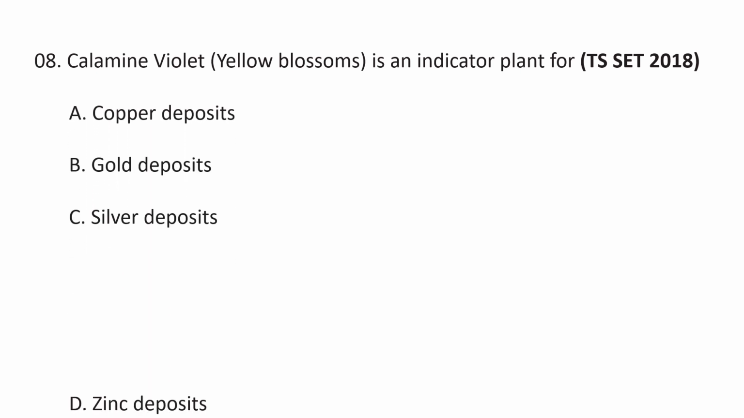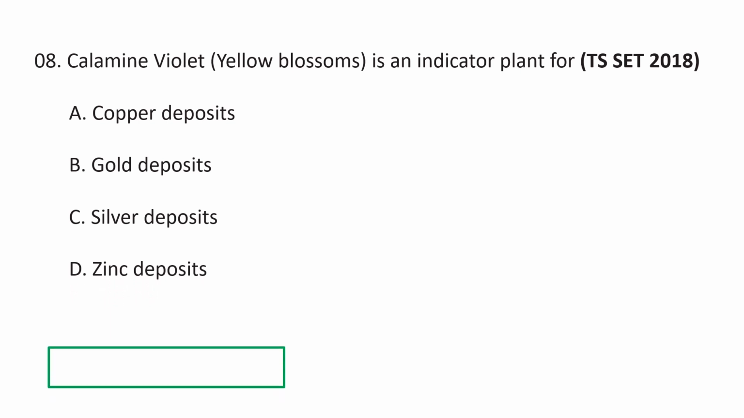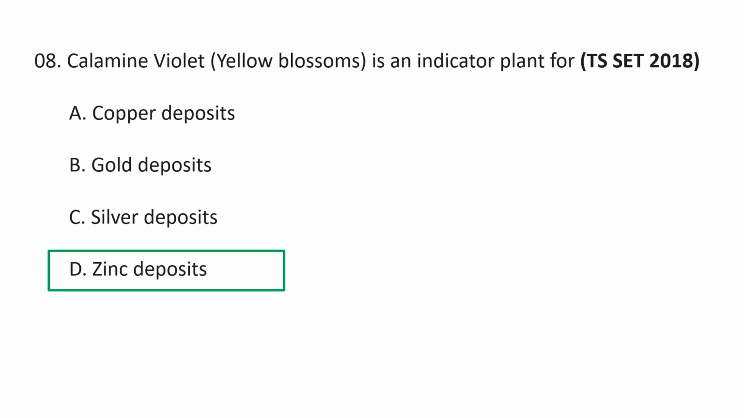A. Copper, B. Gold, C. Silver, D. Zinc. Calamine violet, these are an indicator plant for zinc deposits. So these are also known as yellow calamine violet or Viola calaminaria. It is an indicator for zinc ore deposits. So D is the correct answer.